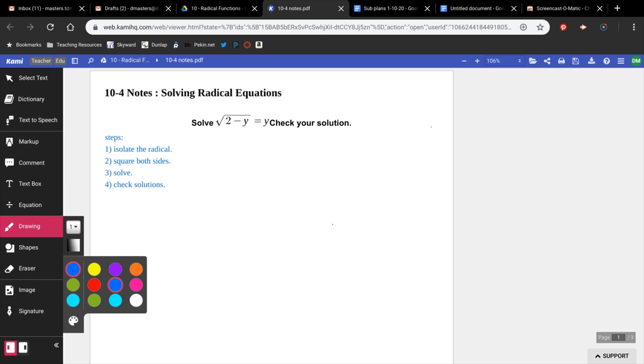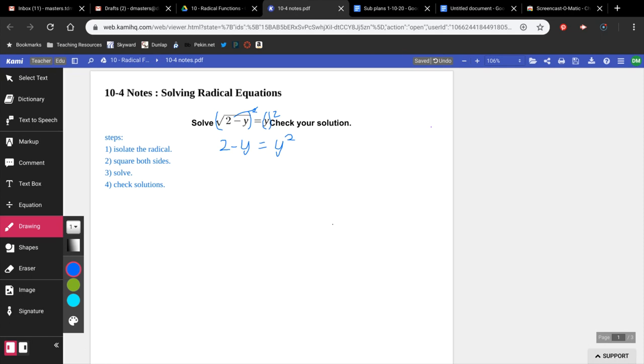Sorry, I have to rotate my screen here. So then that will cancel out the radical on this side over here. So we're left with 2 minus y equals y squared. Now, when you have a y squared and a y term, that indicates that we have a quadratic equation here. So then we're going to have to be using our factoring skills to solve this.